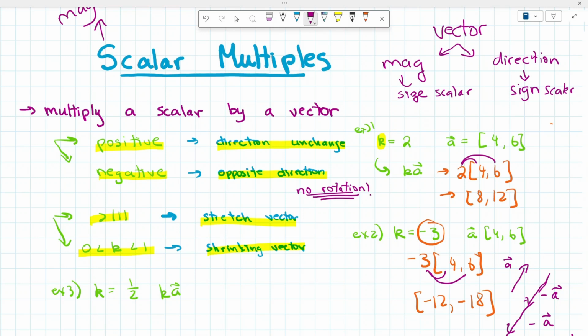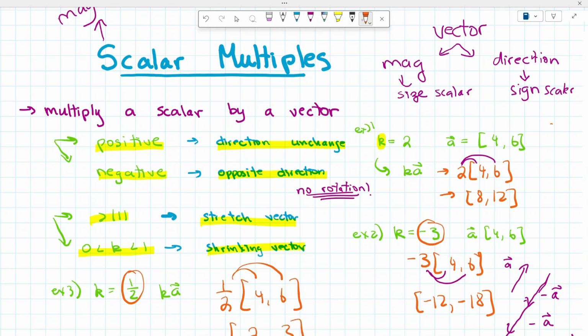Let's look at our last example over here. We have k equals 1 over 2. So that means we're going to have 1 over 2 times a, which is (4, 6). Again, we're going to distribute it. So we end up with (2, 3).